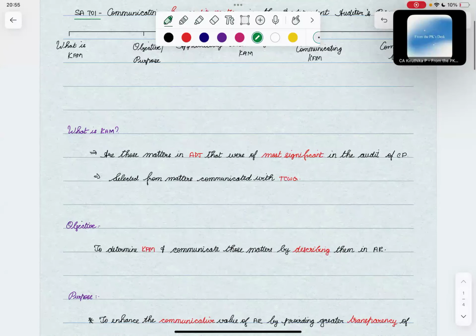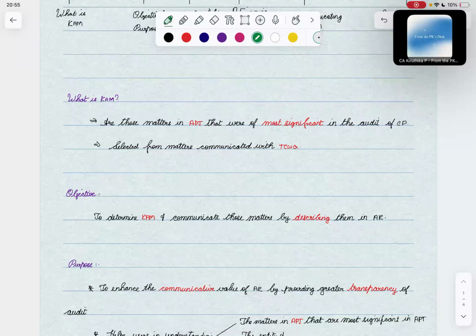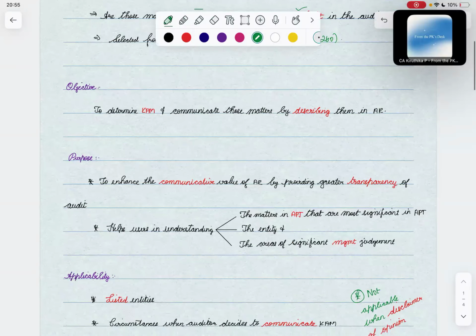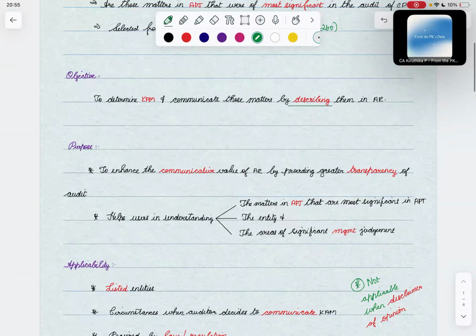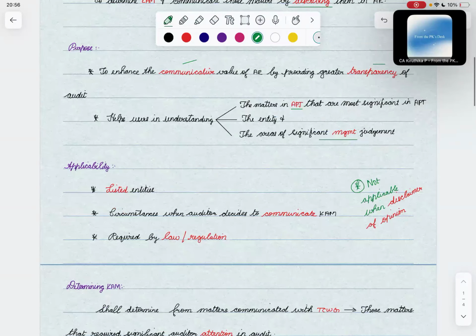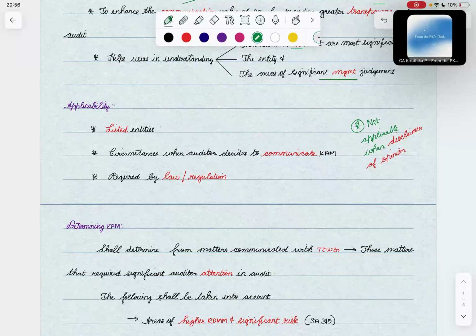So what are key audit matters? Those are matters that, in the auditor's professional judgment, are most significant in the audit. And these are selected from matters communicated with TCWG under SA 260. An objective is to determine KAM and communicate those matters by describing them in the audit report. And the purpose is that we are going to enhance the communicative value, and also by providing greater transparency, it also helps the users to understand the matters that, in the auditor's professional judgment, are more significant, about the entity, and also the areas of significant management judgment. And we have already discussed that it is applicable mandatorily to listed entities.